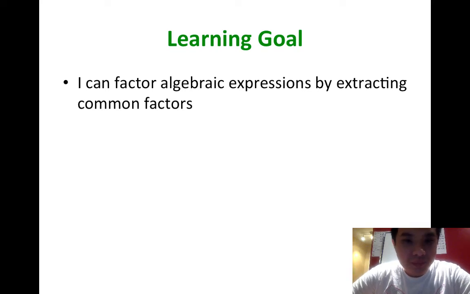Hello class, welcome back. Today's learning goal is: I can factor algebraic expressions by extracting common factors. So let's begin.